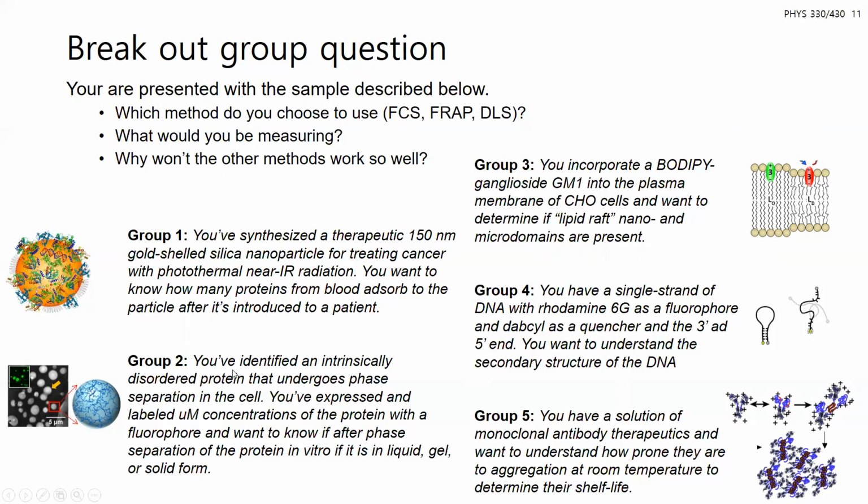I have 5 different descriptions here. I'm going to split you into random groups, and I'll give you 10 minutes or so to discuss your problem. Then pick one person to report back and describe which of the methods you would pick, what you would be trying to measure, and why you would pick that method versus the other ones. Why wouldn't the other methods work? So I'm going to try to do breakout groups.